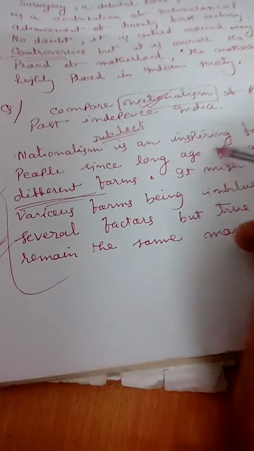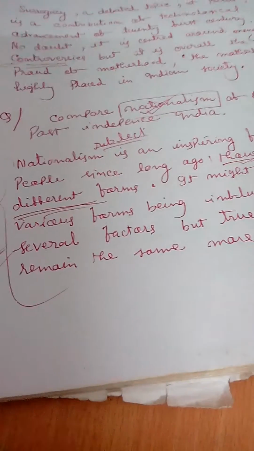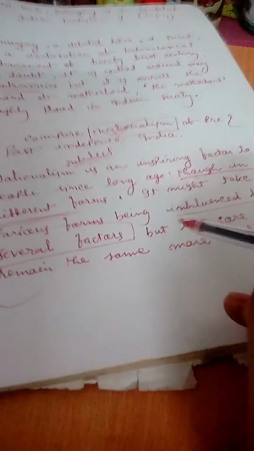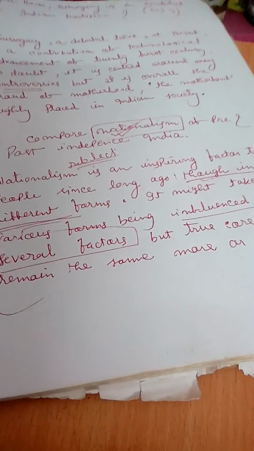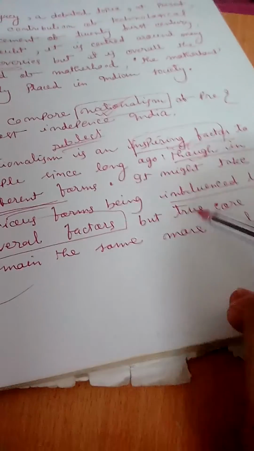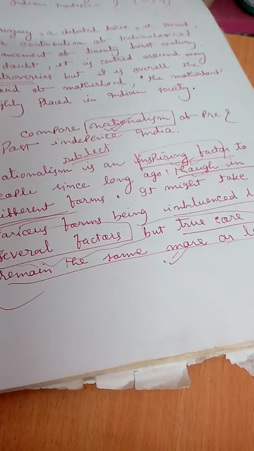Here I have reflected the conflict also. How have I reflected the conflict? Nationalism is an inspiring factor to people since long ago, though in different forms. By mentioning 'though in different forms,' I have indicated that the forms might be good or they might be bad. I have mentioned 'influenced by several factors'; those factors might be good or bad. But here I have used a positive vision also. How have I given a positive vision? 'Inspiring factor.' And 'true core remains the same more or less': this vision, along with 'inspiring factor,' I can include in the conclusion with the solution, right?